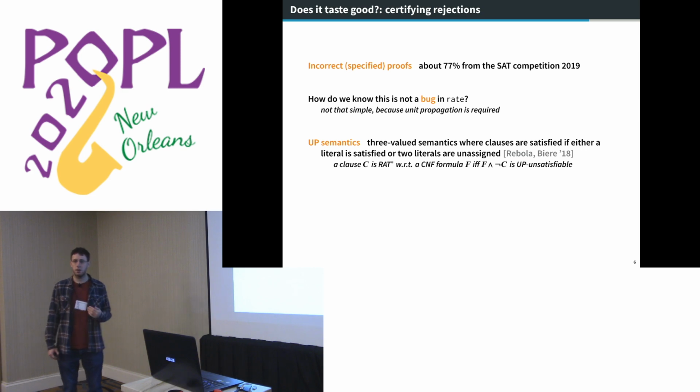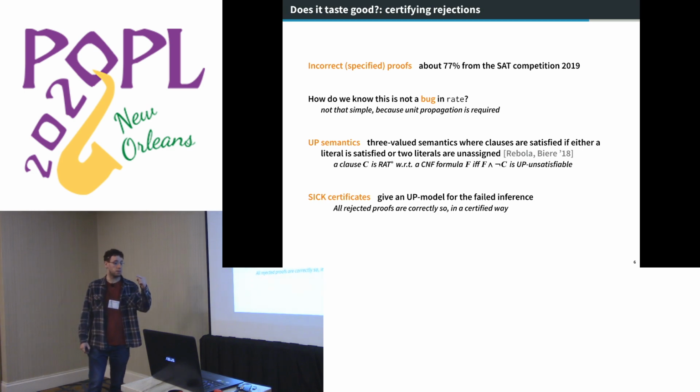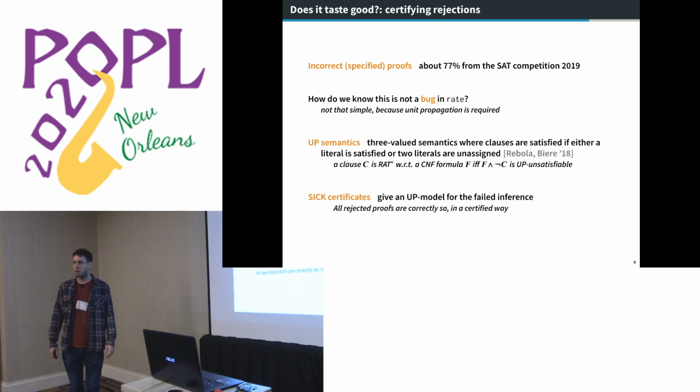Now, checking a model for those semantics is really fast, so we can use a model as a witness that a clause is not a RAT. So we can use that as a certificate that an inference step in our proof is actually incorrect. And with that, we developed something called SICK certificates. We ran it over the instances that failed in our experiments, and all of them are rejected, and correctly so, according to the certificates.